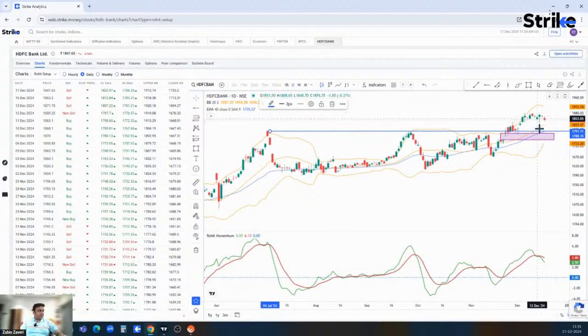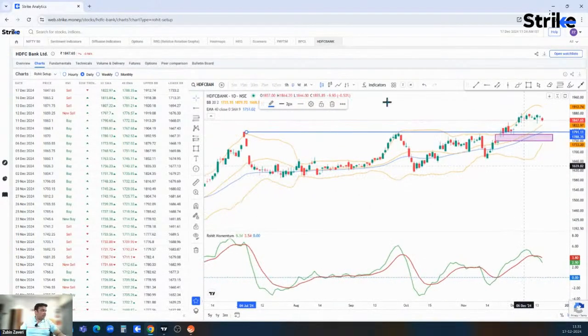What we can expect is that this particular stock can take support from these areas around 1826 to around 1800, 1790. So in this 30-40 point area, HDFC can take a support and then start its upward journey later. This is what we can feel.